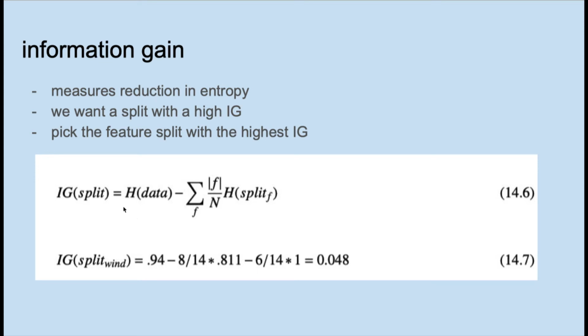What we do is take the initial entropy and then subtract the entropy of the proposed split, scaled by the number of observations in that split. The information gain for a split on wind would take the entropy of the data, which was 0.94, and then subtract the entropy at one level, which was 0.811, scaled by the number of observations in that level, plus the other entropy, scaled by the number of observations at that level. And we see we get a very low information gain of 0.048.